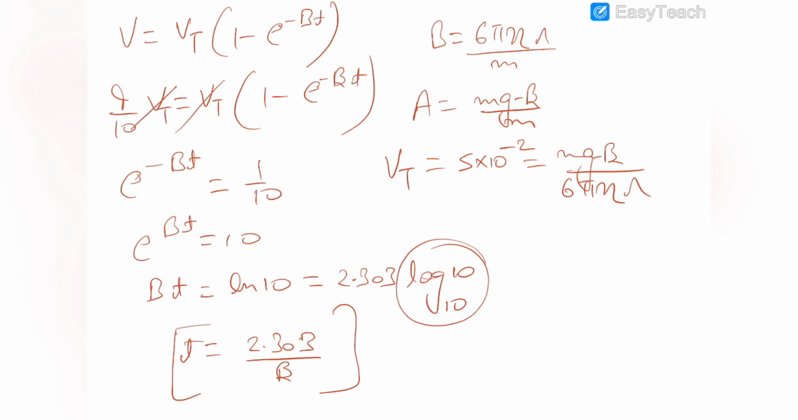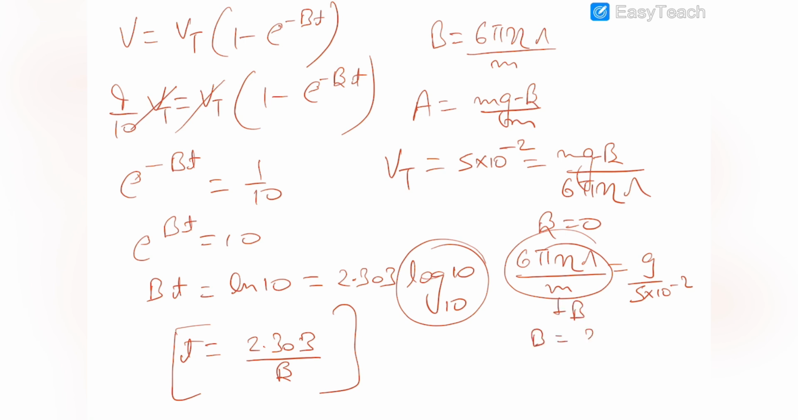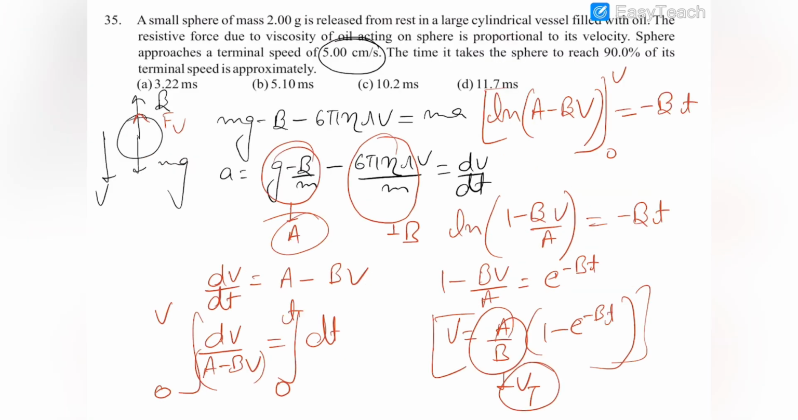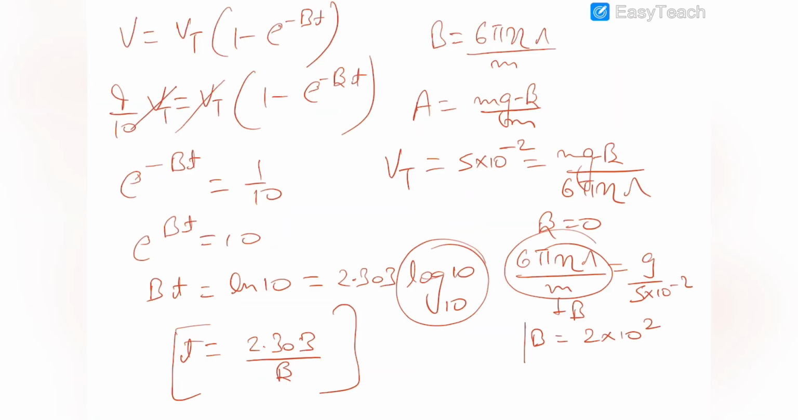Now in the question no such data is given for which we can calculate buoyancy. So let us assume this buoyancy to be 0. So you can see that 6 pi eta r by m, which is B, will be equal to g by 5 into 10 raised to the power minus 2, and therefore B will be equal to 2 into 10 raised to the power 2. You can assume g as 9.8 or 10. I have assumed 10. So the time would be 2.303 upon 2 into 10 raised to the power 2.